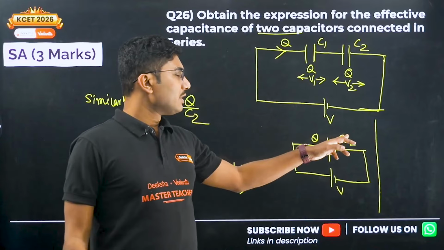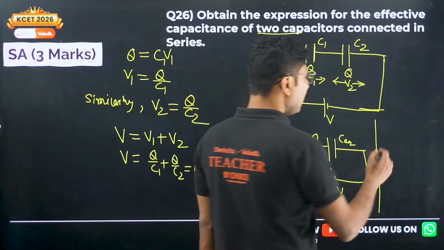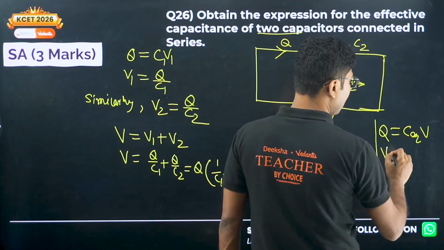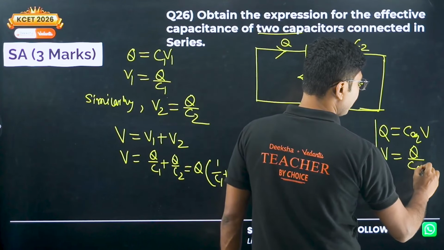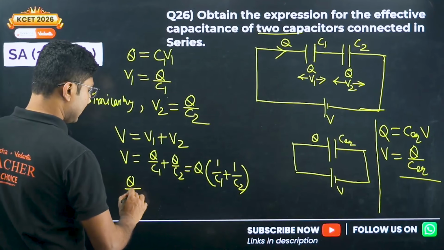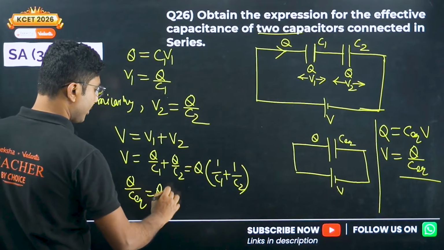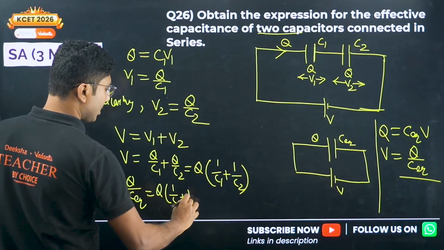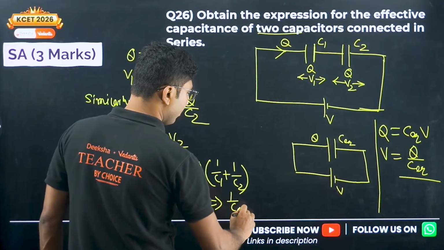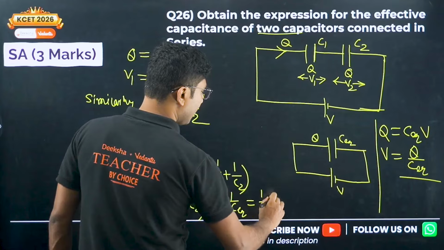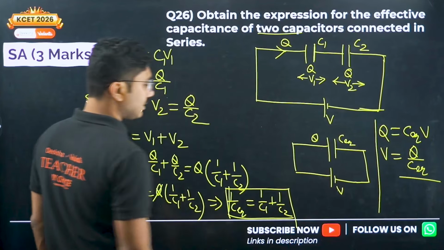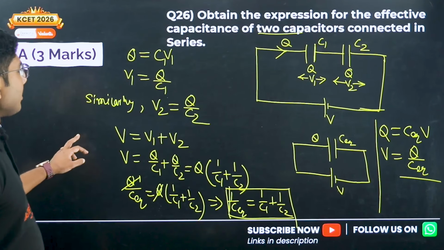Charge stored is Q, C equivalent is the capacitance, voltage you applied is V. So Q again equals C equivalent into V, or V equals Q upon C equivalent. From this equation we put that over here, and we get Q by C equivalent is equal to Q common, 1 upon C1 plus 1 upon C2. So Q gets cancelled, and you get 1 upon C equivalent equals 1 upon C1 plus 1 upon C2. This is the expression for capacitance of two series combination of capacitors. Okay, now let's move on.